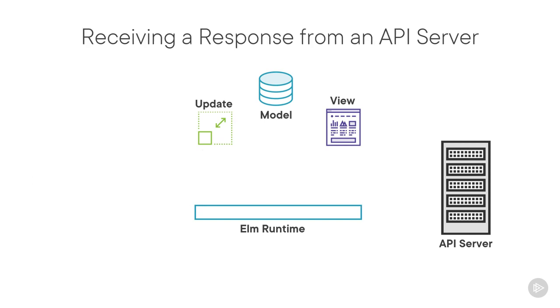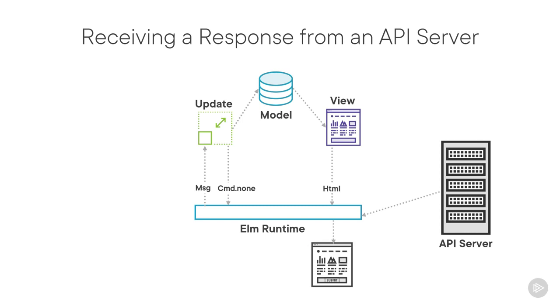The API server processes the request and sends back a response to the Elm runtime, which sends a message with the response to the update function, which creates a new model and also sends an empty command to the Elm runtime, since it doesn't need to send another request. Next, the view takes the model and sends the output to the Elm runtime, which returns the updated web app back to the user. Overall, commands are a critical part of the Elm architecture, which enables web apps to talk to API servers.